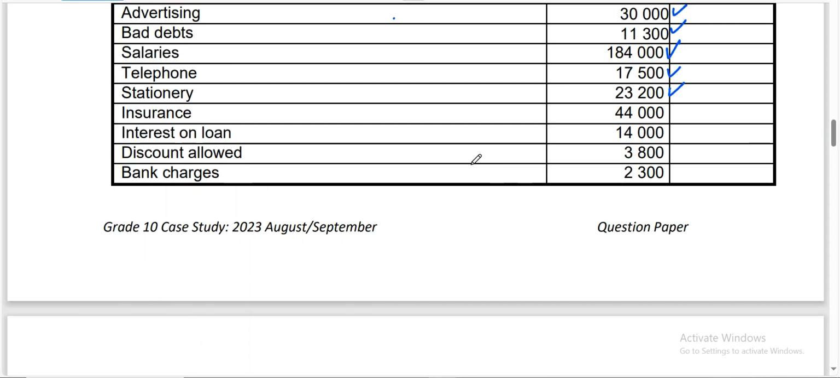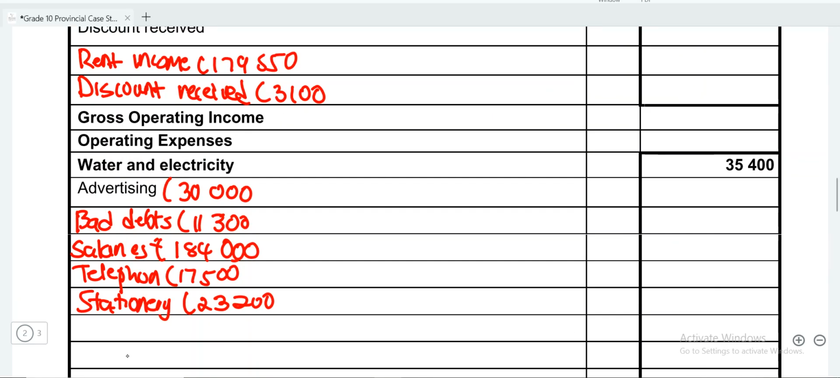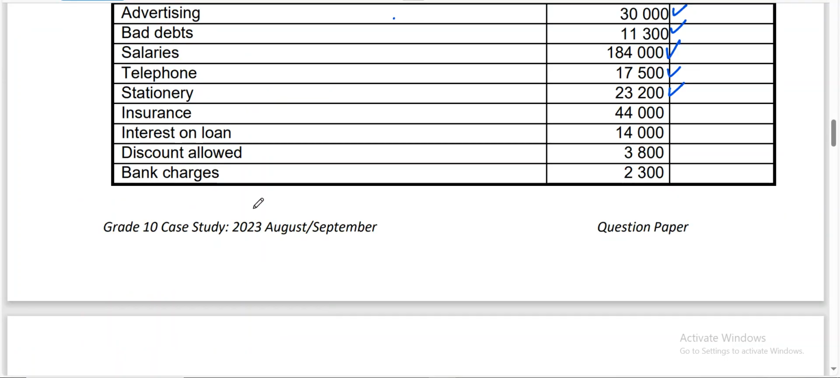We have insurance for 44,000. Under insurance, it has not been entered for us, so we'll enter it. So our insurance is 44,000, and then you are done with this. Next we have interest on loan for 14,000.